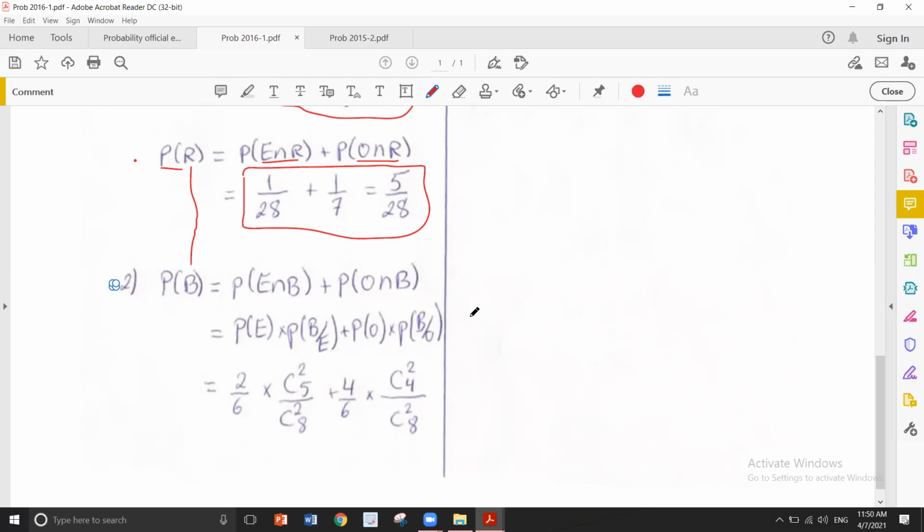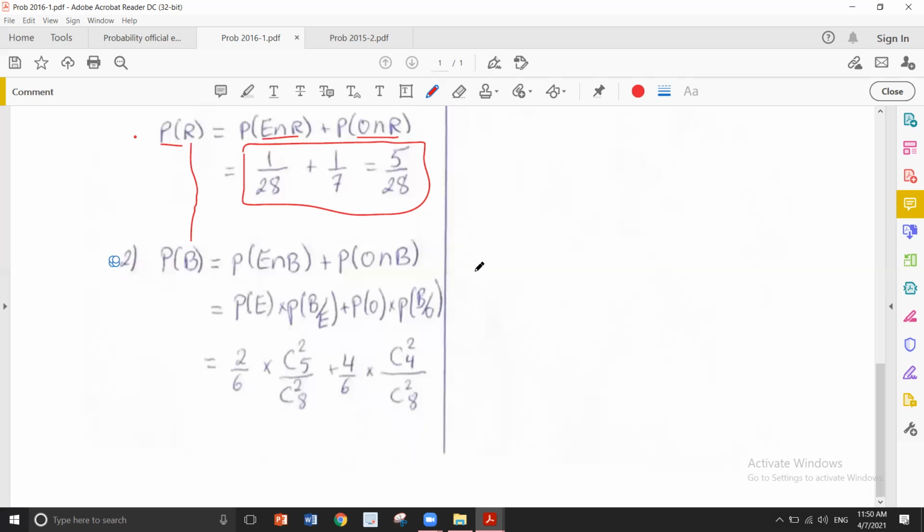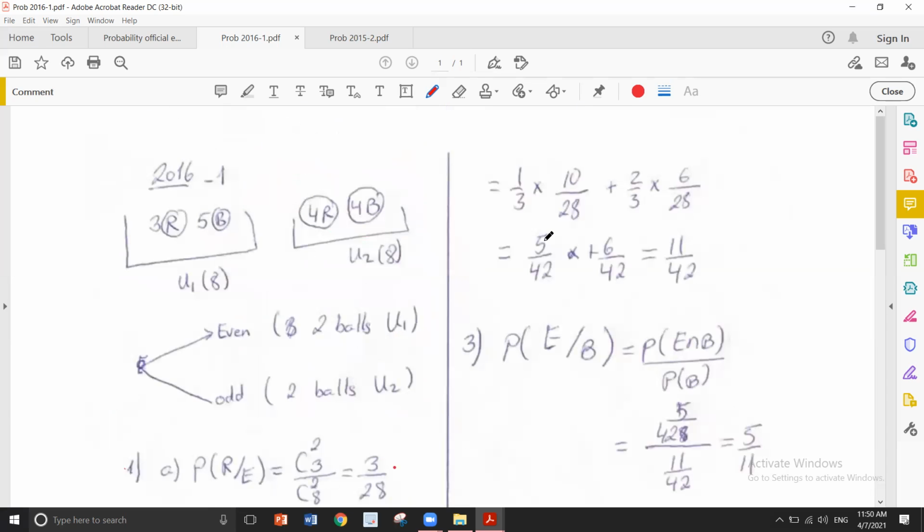One minute, students. Come on. So it is equal to 11 over 42. 1 over 3 times 10 over 28 plus 2 over 3 times 6 over 28 equals 11 over 42.